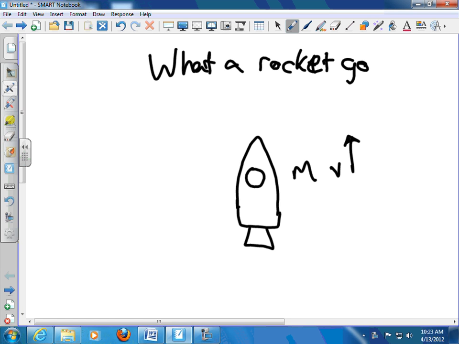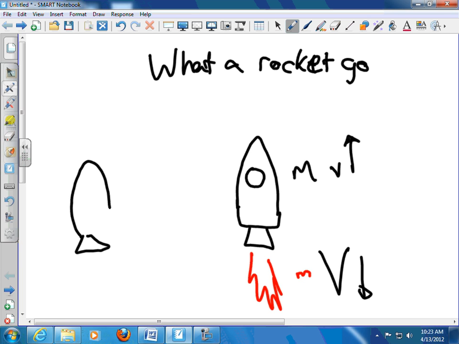So how do we get that momentum up? We have to have mass going down. It's a little mass, but it's got a big V, and it's down. Right? Because when the rocket was stationary on the ground, its momentum was 0.